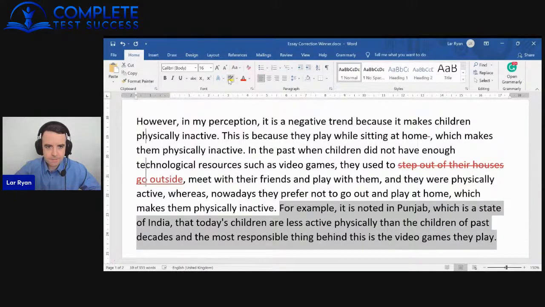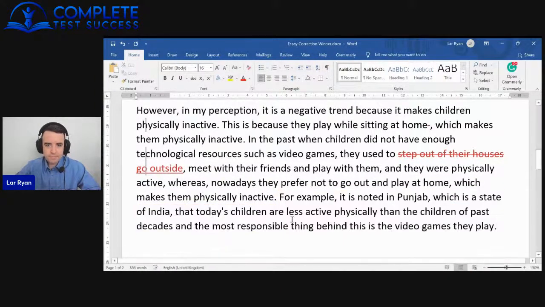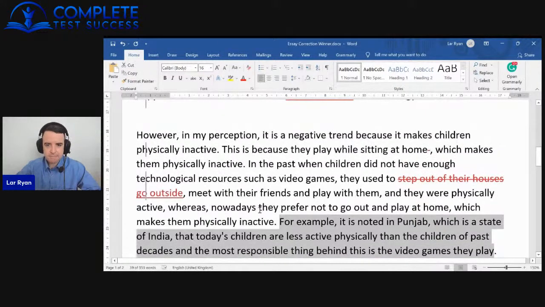Okay, so then we have an example. For example, it is noted in Punjab, which is a state of India, that today's children are less active physically than the children of past decades, and the most responsible thing behind this is the video games they play. Yep, that's good. That works. So the example here is good. The explanation has a little bit of repetition: it makes them inactive, it makes them physically inactive. I don't like the repetition, restating your main idea instead of explaining it. But then it should have been about sport. That was the problem here. This is a better paragraph than the previous one because of the example. But the explanation needed to be addressing sport in particular.